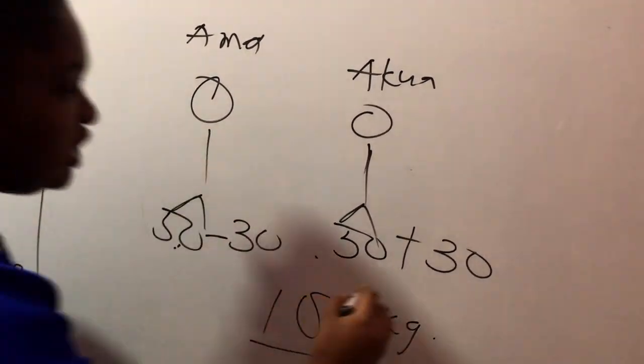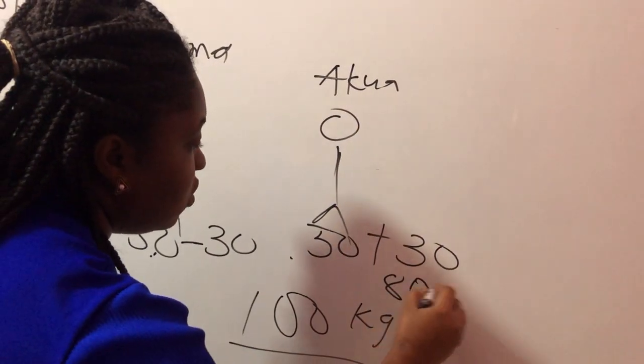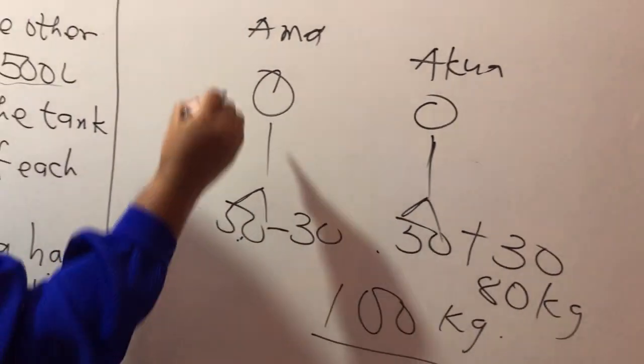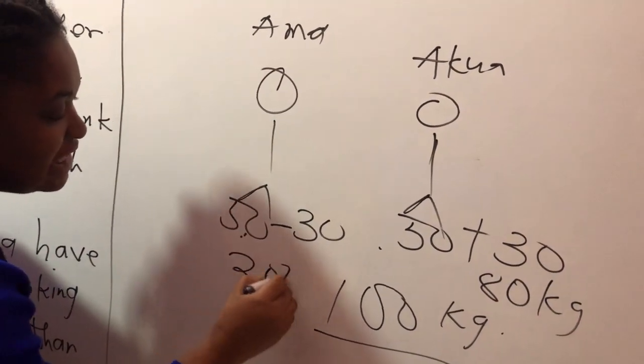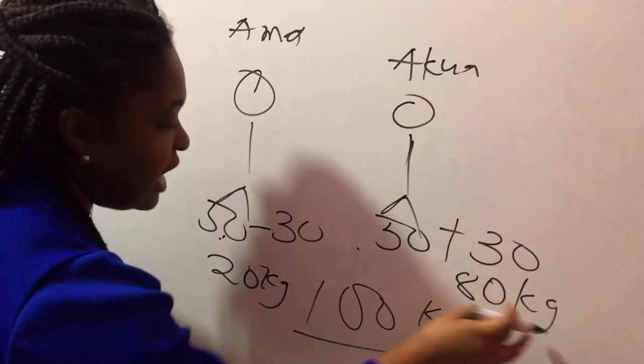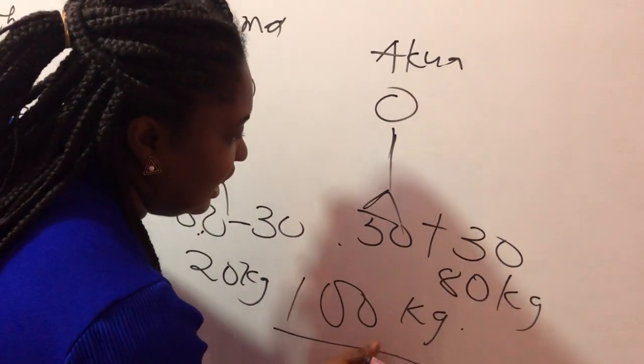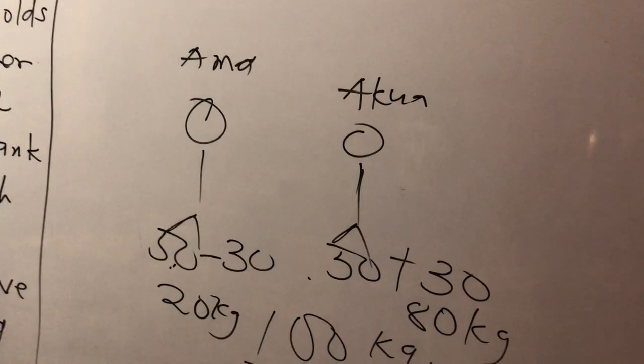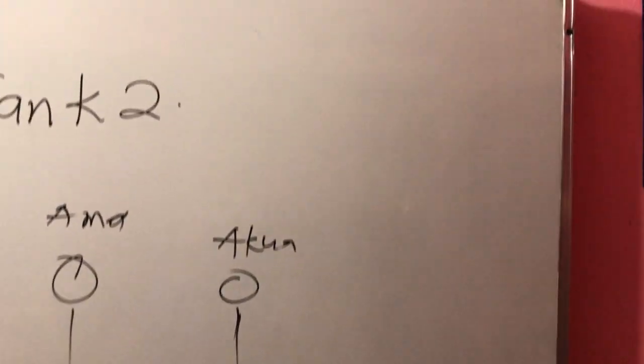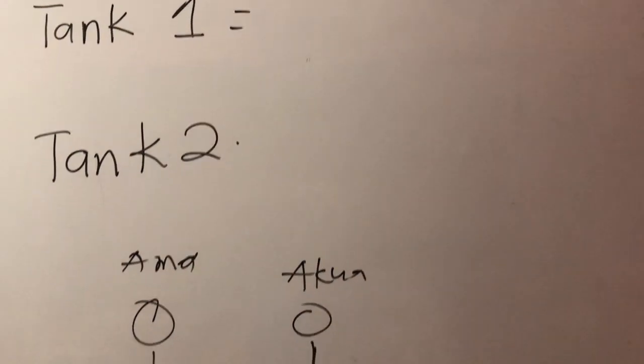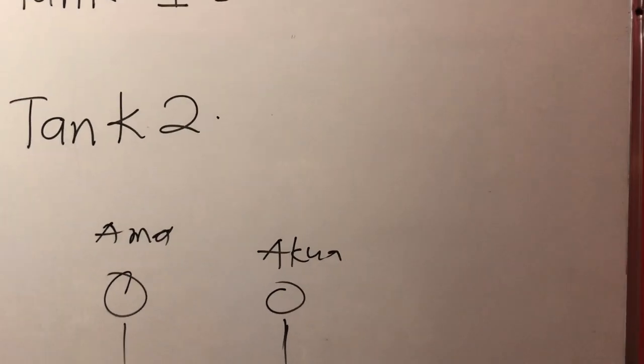So when you subtract, what do you get? Now Ekua is weighing 80 kg. And Ama is weighing what? 20 kg. So now their total becomes what? 100 kg. I hope you are getting this understanding. So it is this understanding that we are going to use to solve the question. So let's continue with the question.